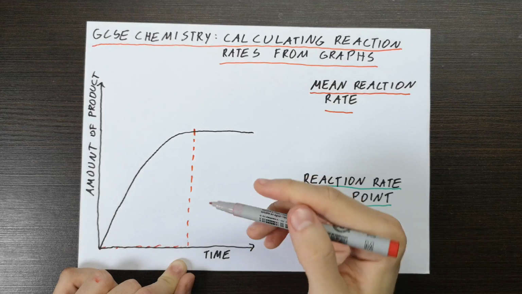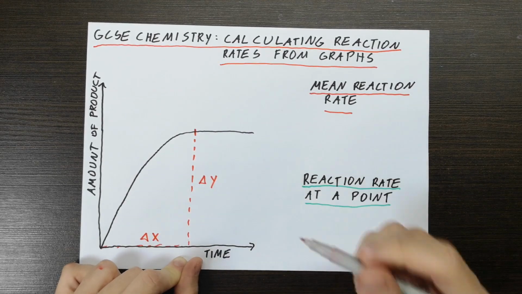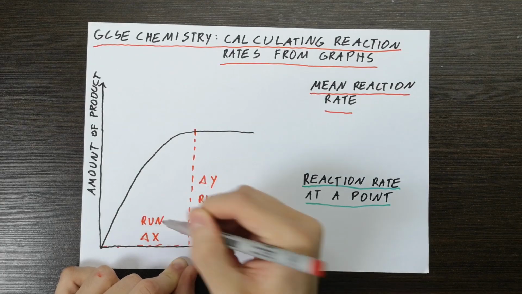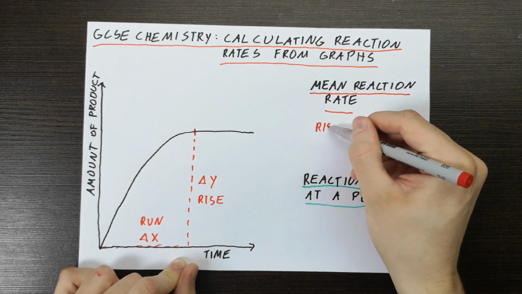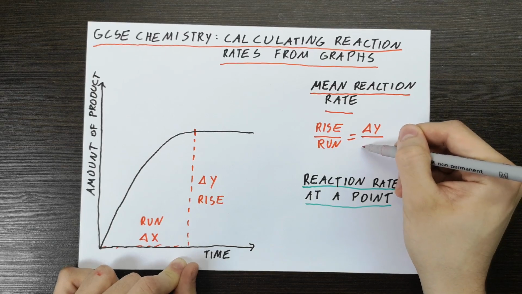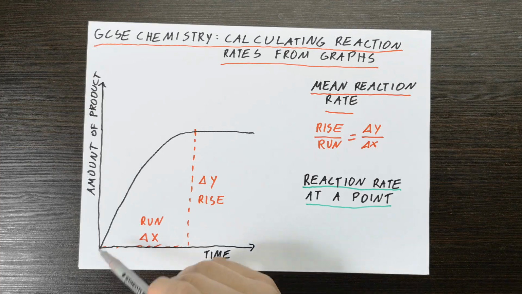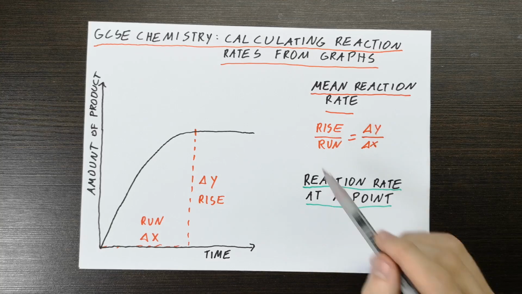Here we have a change in the amount of product, so change in y, and here we have a change in time, so change in x. To remember this, I often use rise and run. To calculate the gradient of this line, we simply have to do rise over run, in other words change in y divided by change in x. So here we would simply divide the amount of product by the time that it took to create that amount of product, and we get the mean reaction rate, the average reaction rate, because it's a curve, so the actual rates differ at different points, but the mean reaction rate would be the result of this.